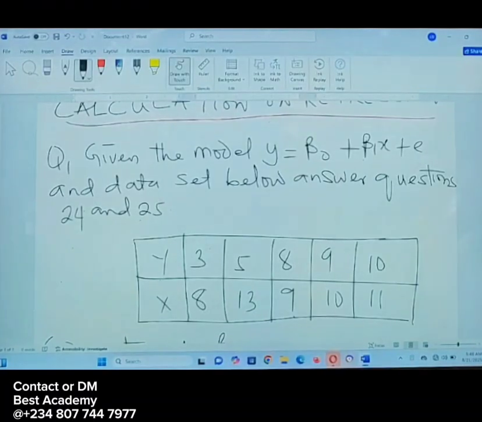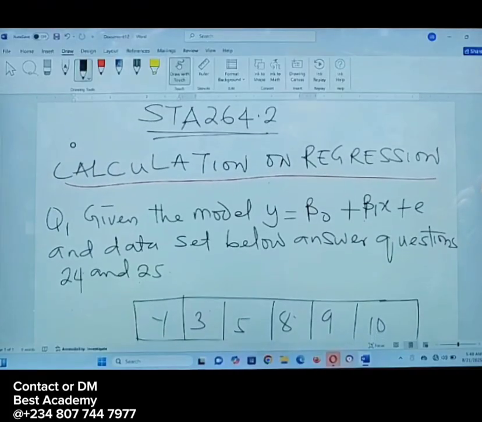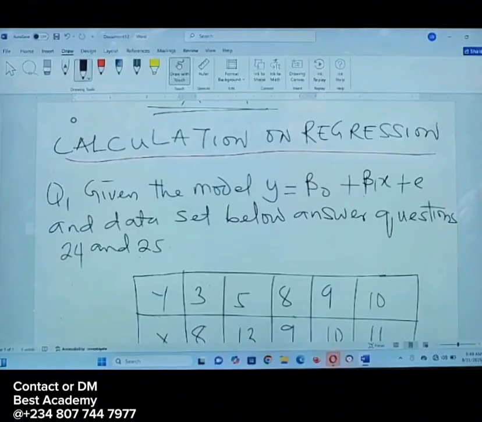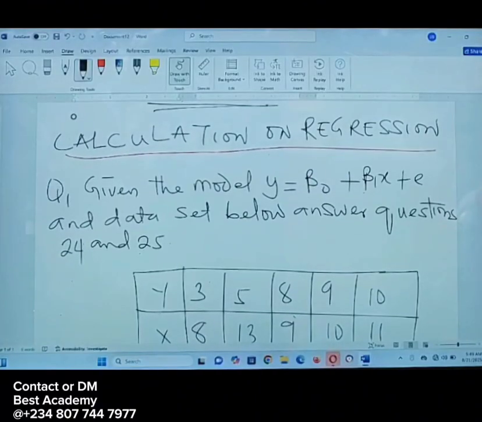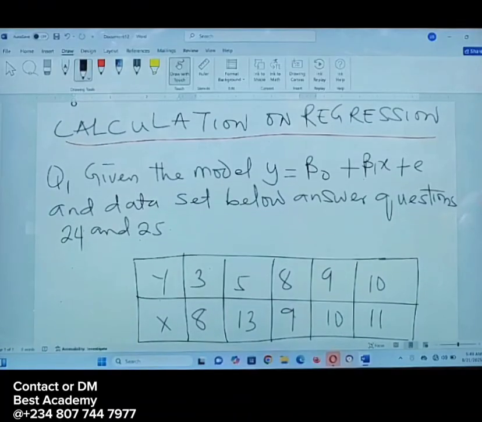Okay, let's take some calculations on regression analysis here. This is question 1. Let's understand the question first before we solve it. They say, given the model y equal to beta naught plus beta 1s plus e.